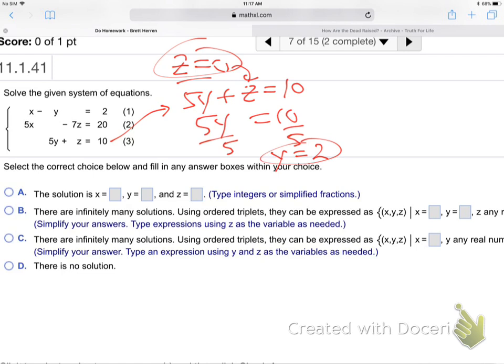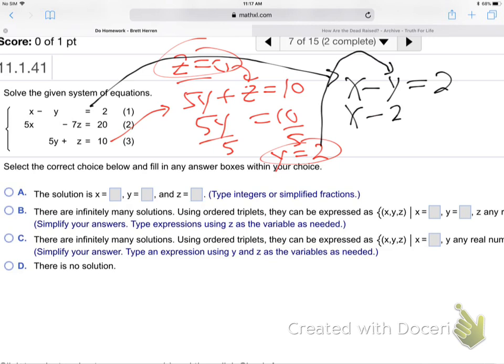Now you can plug it anywhere you want. Now I'll grab the top equation. And it's x minus y is 2. I now know what y is. It's 2. So add 2. X equals 4. X is 4. Got x, y, and z.